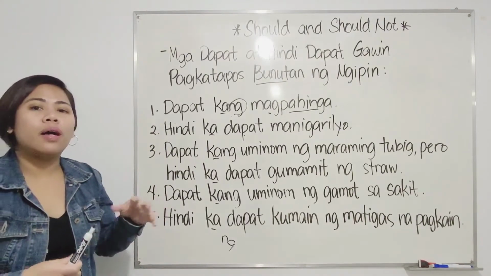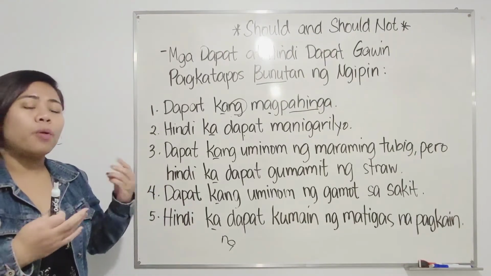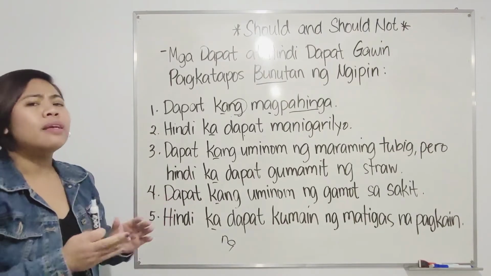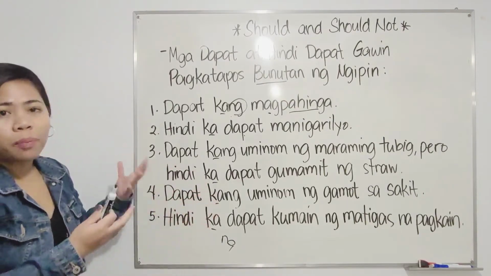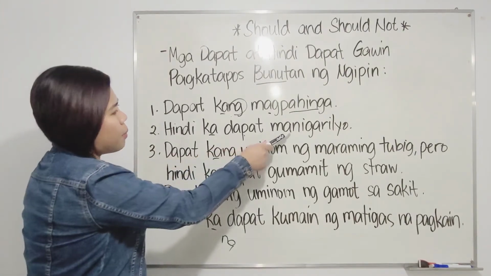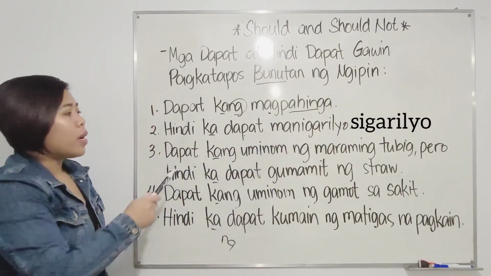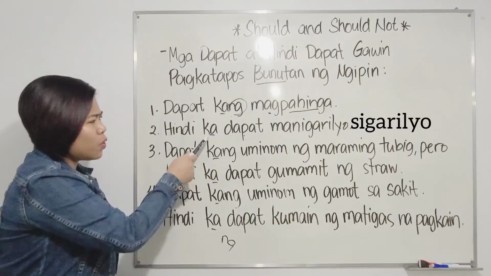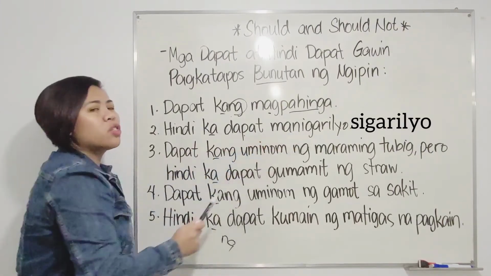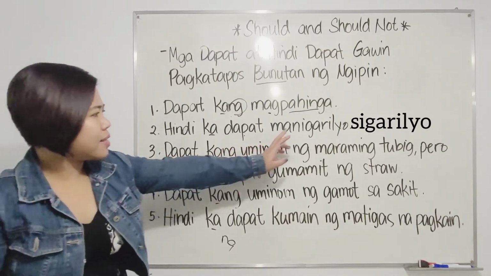But I'm going to show you another sentence where we did not use a pronoun, like we use a proper noun, like a name of a person, okay, later. So hindi ka dapat manigarilyo. Manigarilyo means from the word sigarilyo, cigarette. So hindi ka dapat, you should not smoke. So you should not smoke. You should not smoke. Okay, that's sigarilyo.